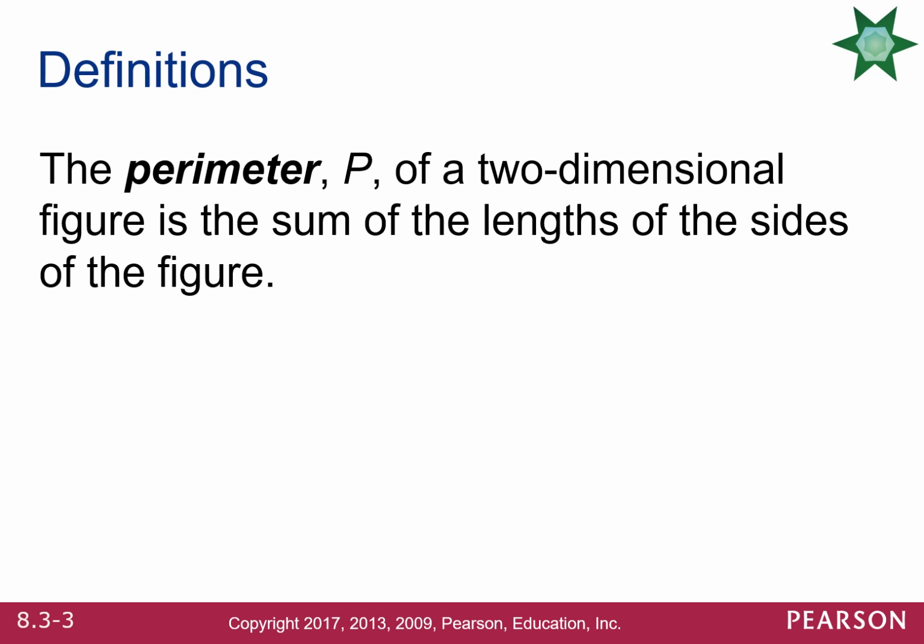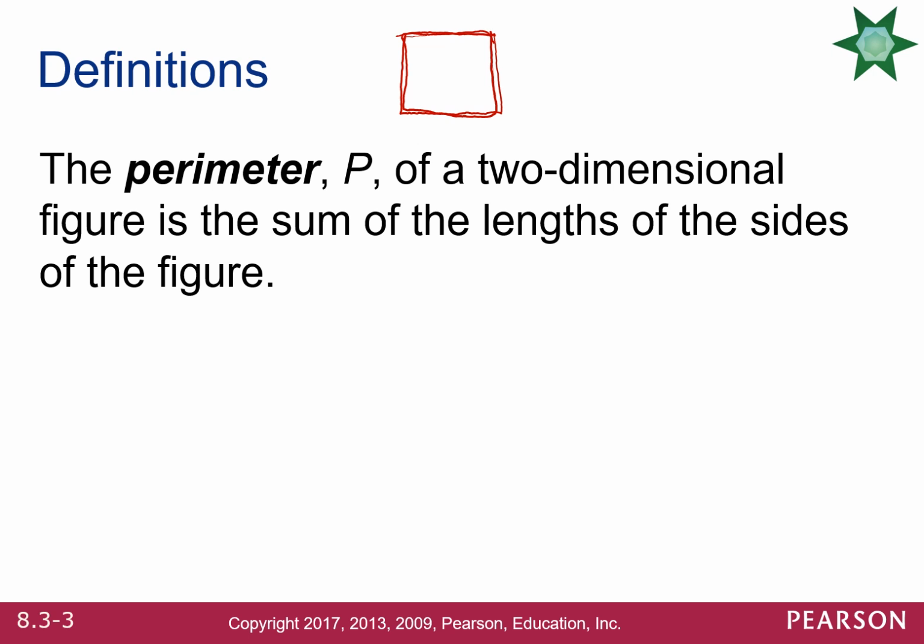Now we'll first understand what the word perimeter means. The perimeter, represented by the letter P of a two-dimensional figure, is the sum of the lengths of the sides of the figure. Every figure is bounded, whether it's a four-sided figure or a three-sided figure or a seven-sided figure, it'll be bounded by lines on every side. So the perimeter is the sum of the lengths of all the sides.